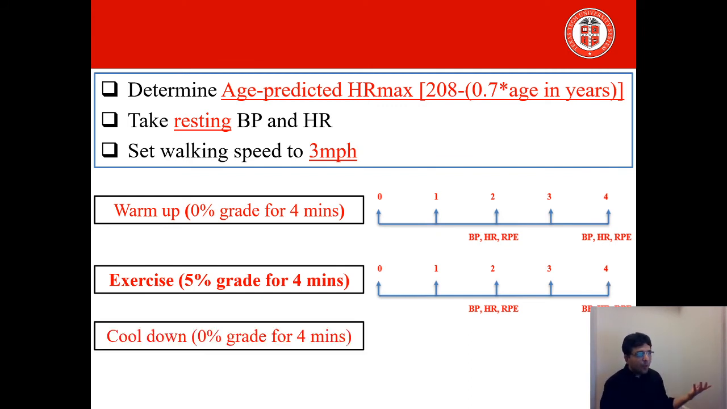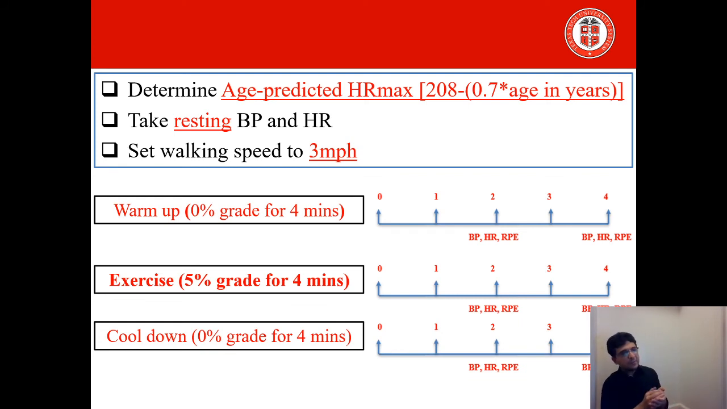And for the last 4 minutes, we have a cool-down period. Here again, speed will remain at 3 miles per hour, but you will reduce the grade or inclination to 0, just like the warm-up, for the last 4 minutes. And you will record the heart rate, the blood pressure, and the RPE again at 2 and 4 minutes of the cool-down, which is at 10 minutes and 12 minutes of the whole test.